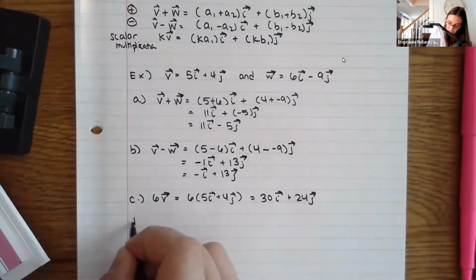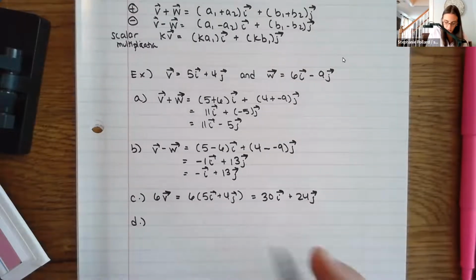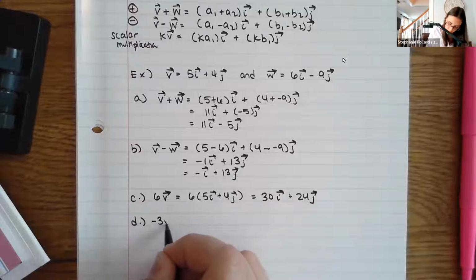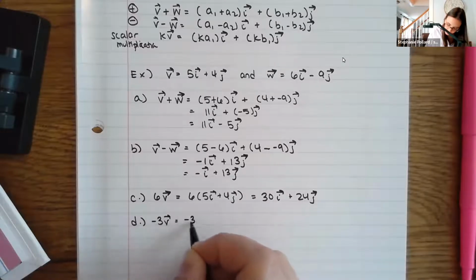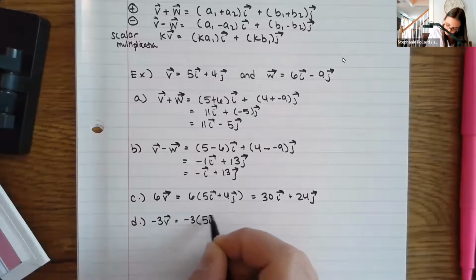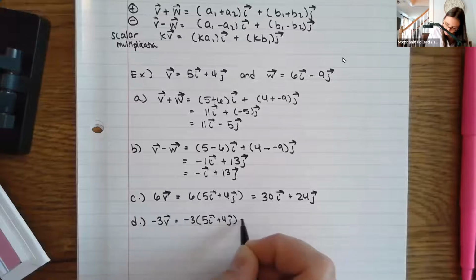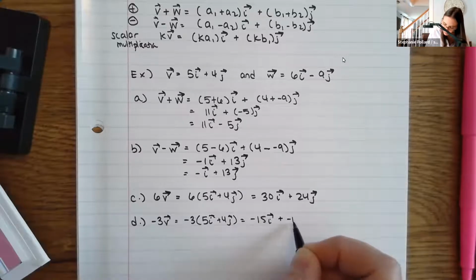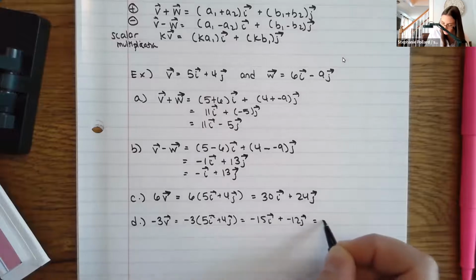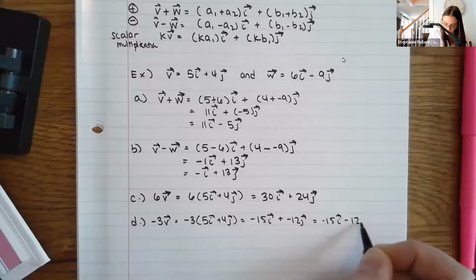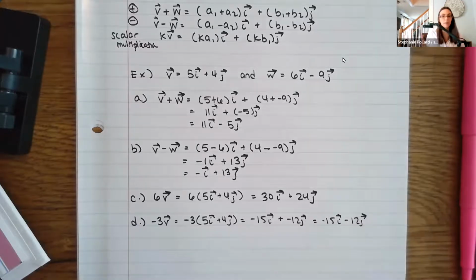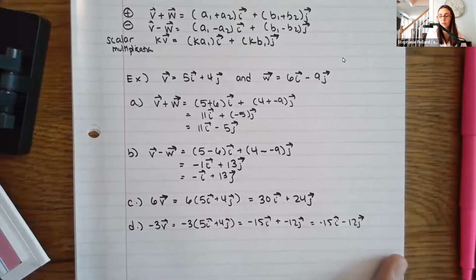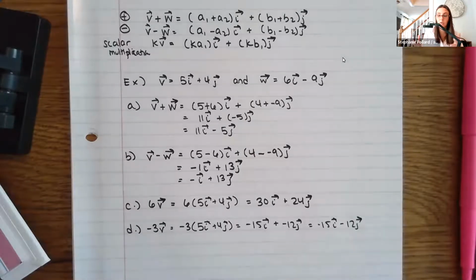And I can also do negatives. I can do fractions. It doesn't matter. So let's just do a negative here, -3b. And again, you can really just think of it as distributing. So -15i plus -12j, or -15i minus 12j is also fine there. And again, if you have fractions or decimals or anything else, they would just work with regular fraction rules, regular decimal rules here too.